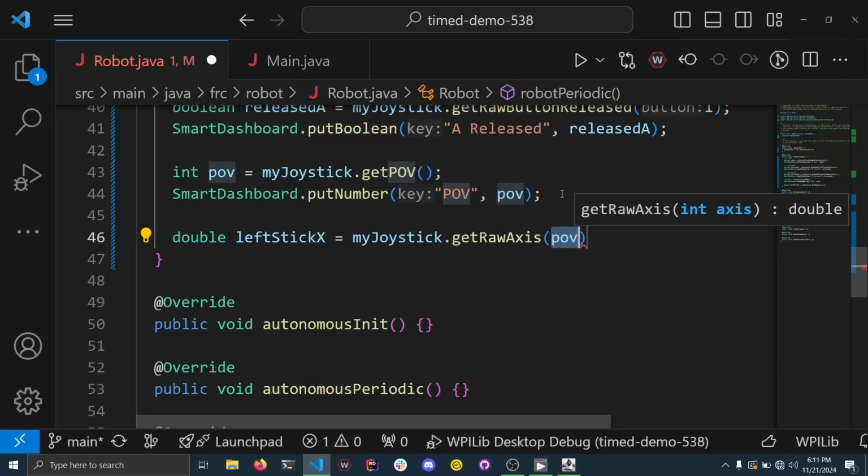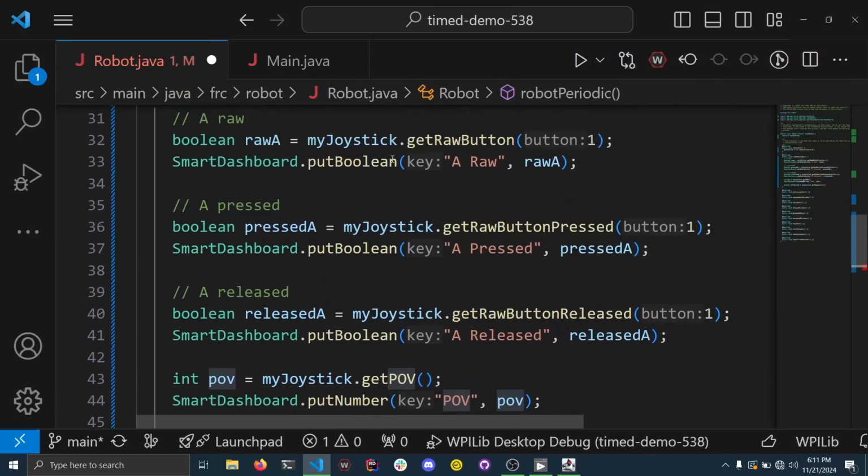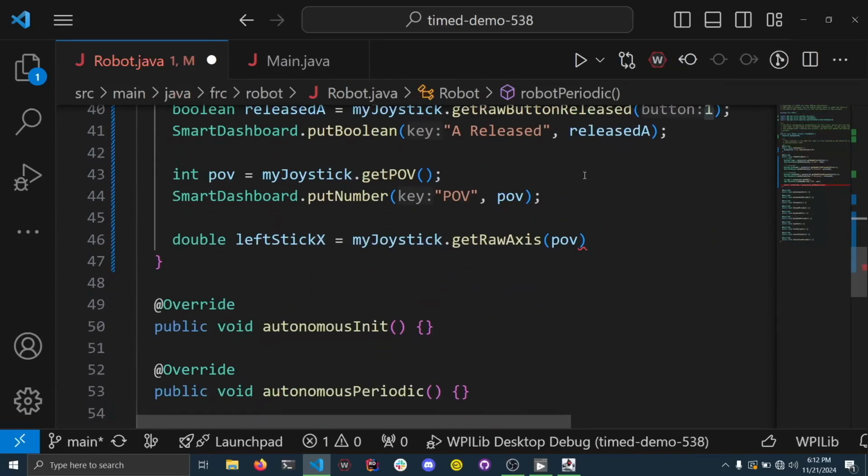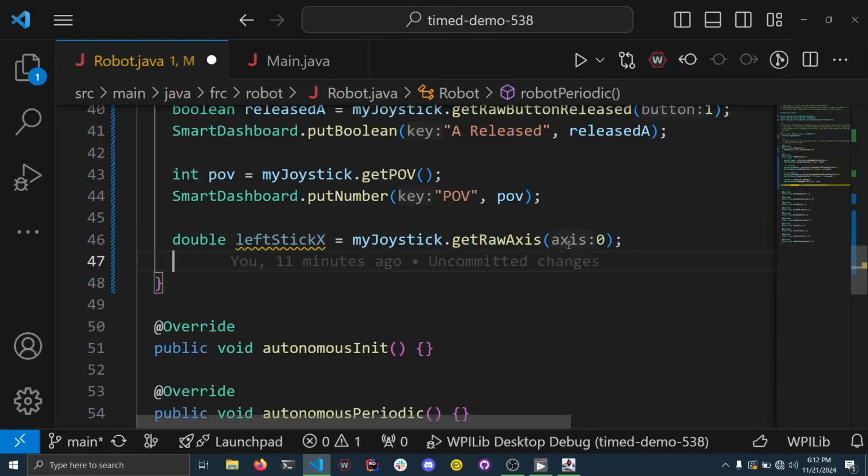Now, what was the A button's index? What number did we use for the A button? Buttons start at 1. Axes don't start at 1. Axes start at 0. That's the index, not the value. So we got the value and we've put it into left stick X. Now we need to put it on the dashboard.